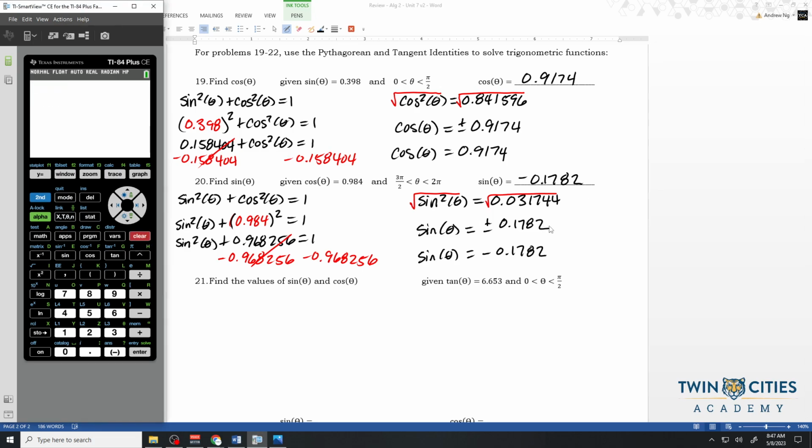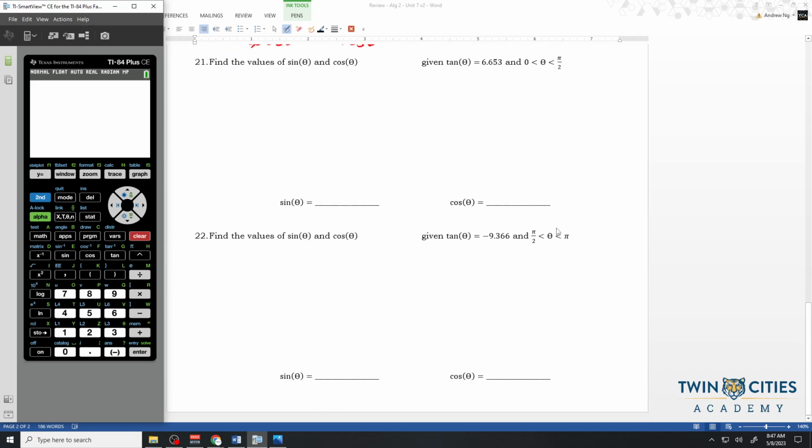All right, 21. This time I'm looking for sine and cosine. I'm given tangent of theta instead, 6.653, and then some restriction, 0 is less than theta, less than pi over 2. So in this case, when I'm given the tangent, I'm going to use the fact that tangent is sine over cosine. And let's start with that. Tangent of theta equals sine of theta over cosine of theta.